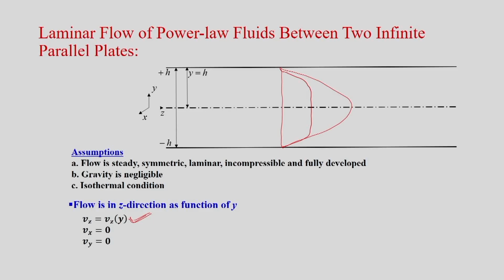The assumptions of this problem are that the flow is steady, symmetric, laminar, incompressible and fully developed. Gravity is negligible because these plates are horizontal, and temperature conditions are maintained uniform throughout, that is, isothermal conditions.